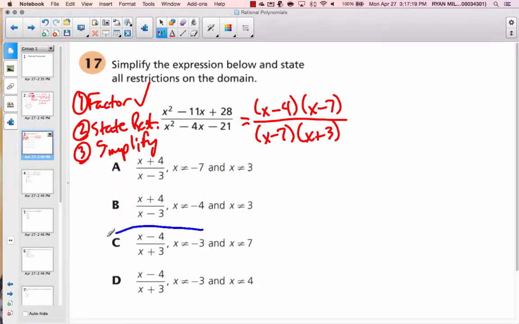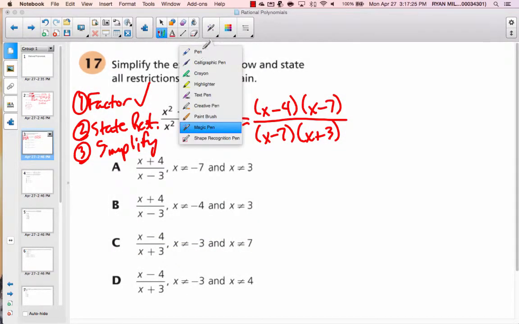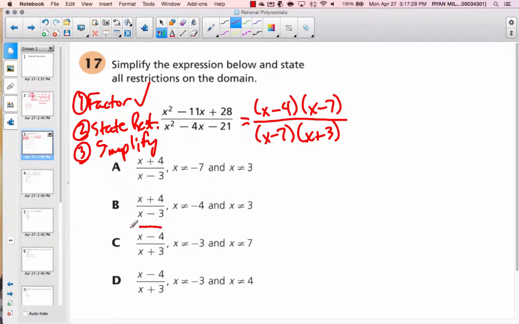Well, that's this. I still have the magic pen, so I'm going to have to close that out. X can't be 7, and x can't be negative 3. So, according to this question, or as this is an example, my restrictions actually led me to my correct answer because I didn't have the same restrictions for any two questions.